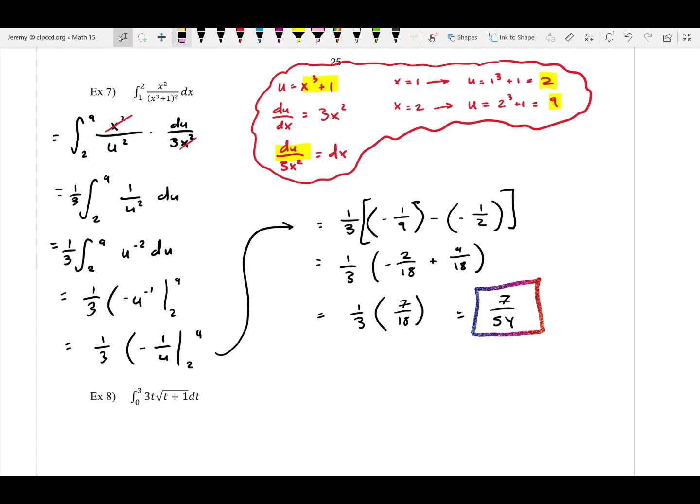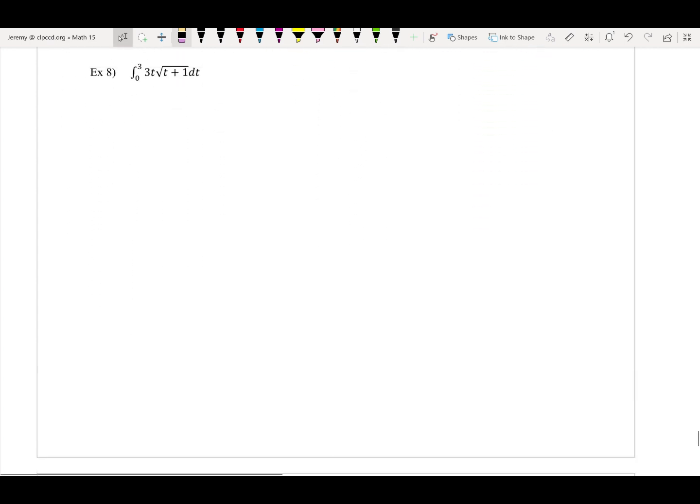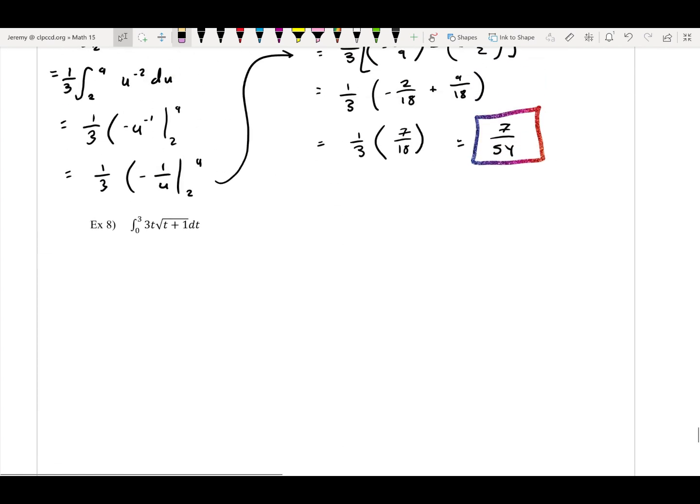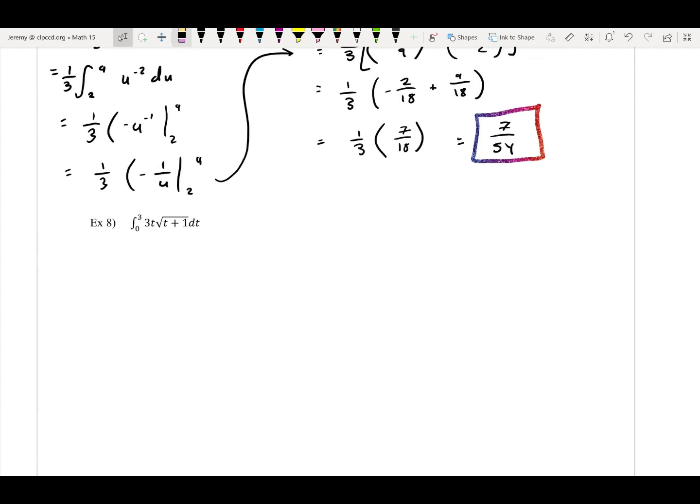All right, let's try this next one. We've made great progress. Just a couple pages left, I think. Example 8. Integral from 0 to 3 of 3t times the square root of t plus 1 dt. All right, this problem's in terms of t. It's going to behave in the same way as if it was in terms of x. How do we want to approach this one?